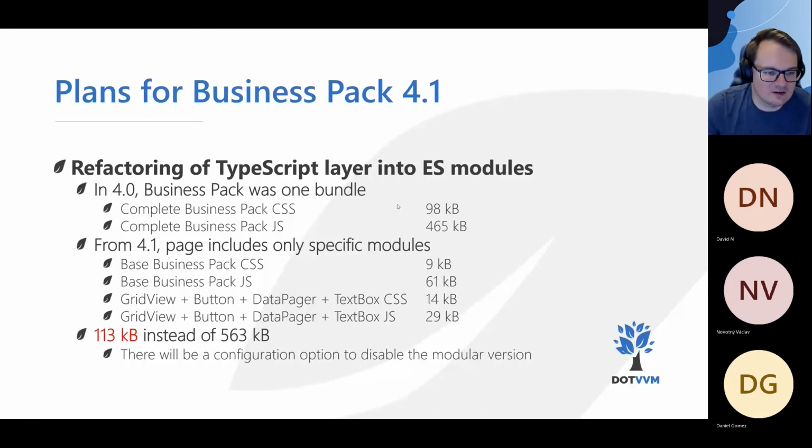If you look at version 4.1, you will see that the page is not downloading one big chunk of JavaScript and CSS, but it's downloading several modules. So here I have listed the modules downloaded by the grid view Excel export demo. So instead of half a megabyte of data, it's just downloading like 113 kilobytes of some base CSS, base JavaScript, and just the controls which are necessary. If you look in the developer tools, you will see it.